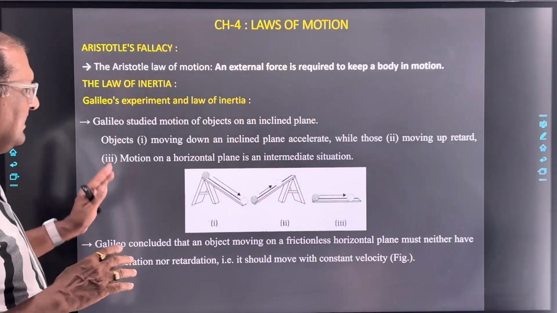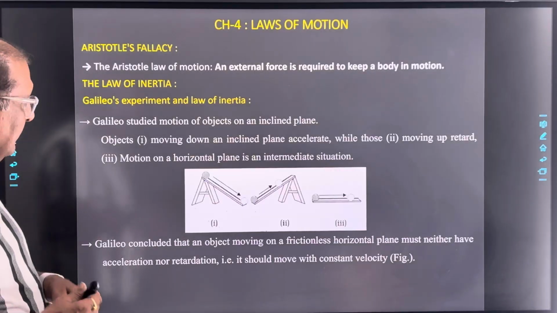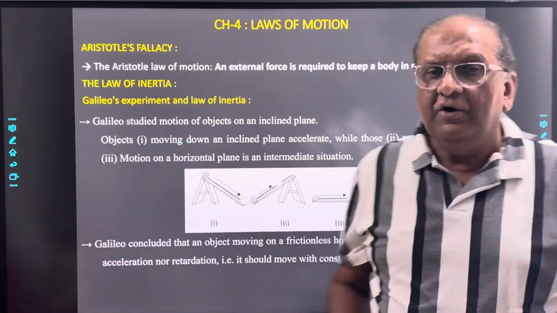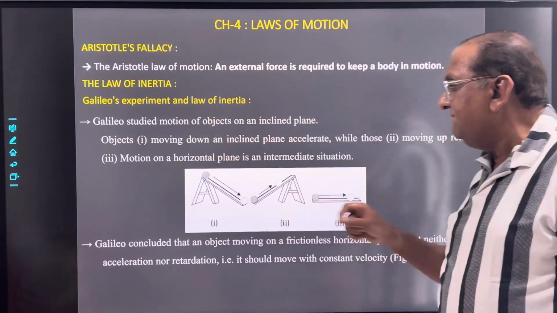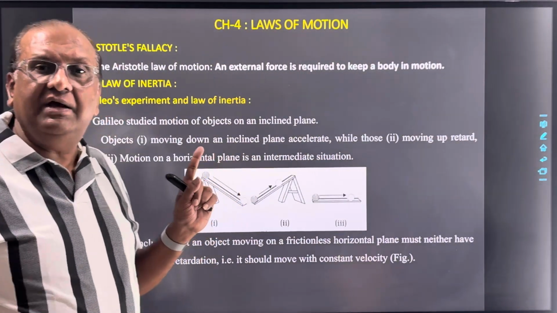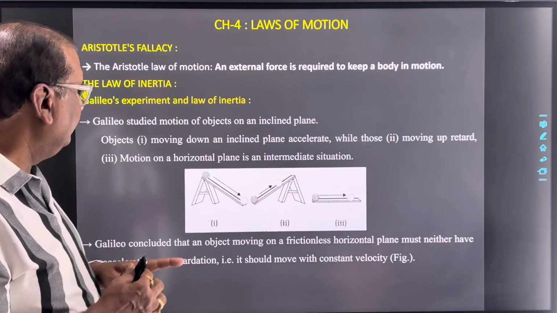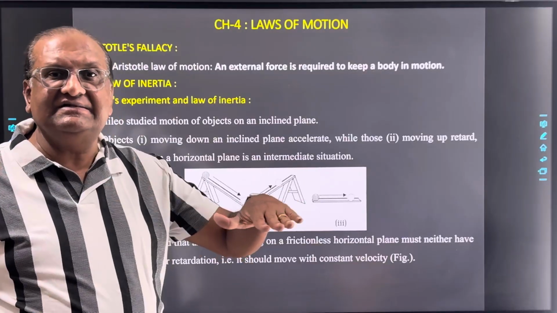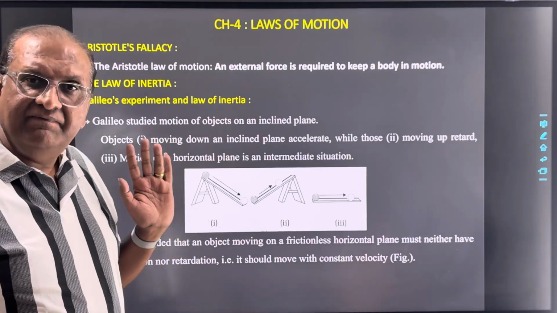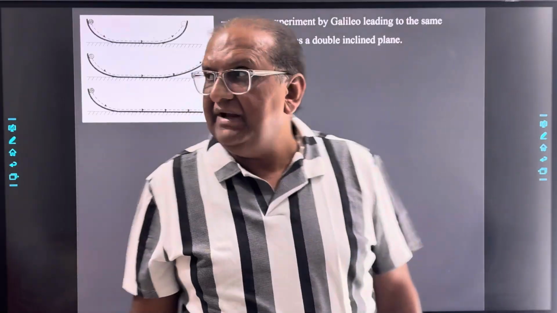So with this type of precise observations, he suggested this thing: if the horizontal plane is frictionless, then there is no acceleration or retardation of the moving body. It implies that if the body is moving on a smooth, frictionless horizontal surface, then it continues its motion with constant velocity. Then after, he performed a second experiment.